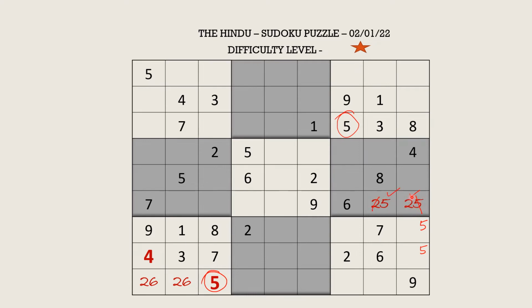Now this 2 and this 2 here. So this 2 blocks here, this 2 blocks here. So this cell takes 2. There is a 4 here, which blocks here, and so this cell takes 4. Now only 2 cells are left here and the missing numbers are 6 and 7. So this possibly takes a 6, 7 pair.